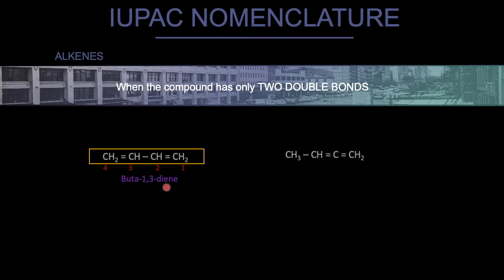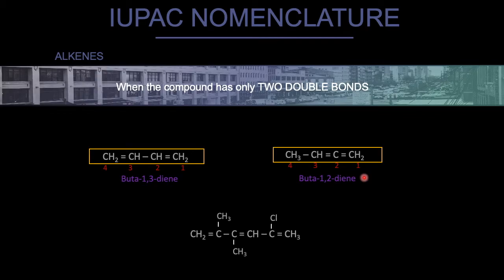Check this example. This is also a butane chain with 2 double bonds, but the name is slightly different because the double bonds are placed in different positions. So if this is the parent chain, now we only have the option of numbering it from this direction, and then the name becomes buta-1,2-diene.